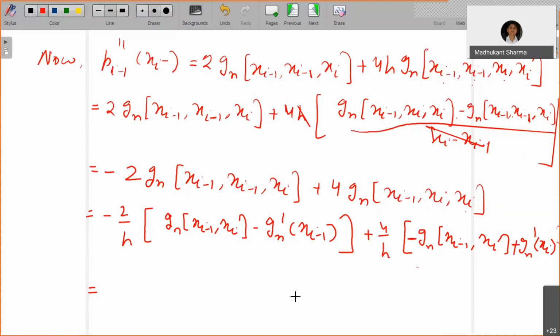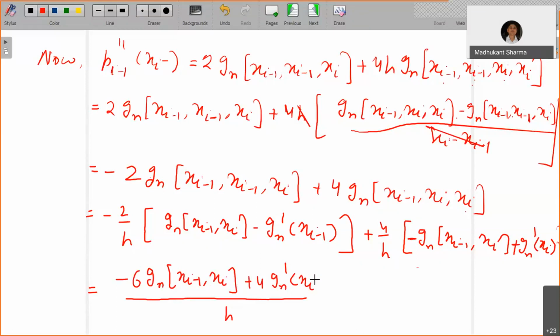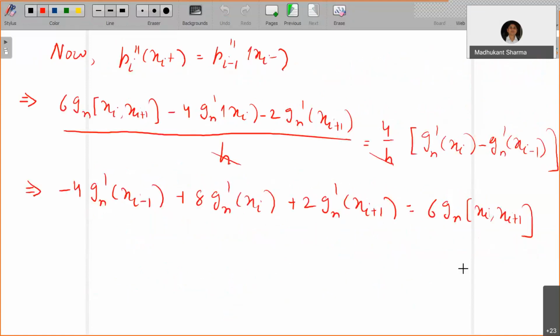Yeah, so now if you take the LCM, it's a little complicated here. So h in the denominator, and this is going to be minus 6 gn[xi minus 1, xi], plus 4 times gn dash at xi plus 2 times gn dash at xi minus 1. Right. So now we are in a position of equating both sides. Once you equate both sides, I'm just going to write the right side in the denominator here.